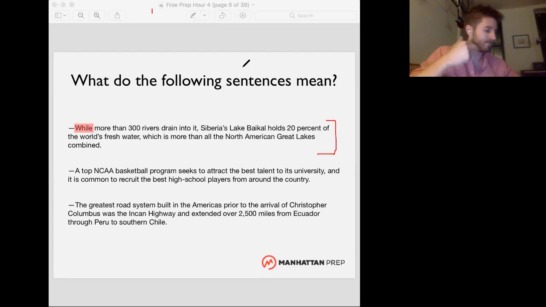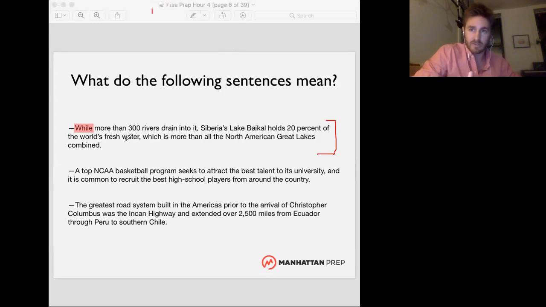Or, yeah, while he is known as an esteemed scientist, comma, he is also a surprisingly good basketball player, something like that, right? Like there's some contradiction here, and that's just not what this sentence has, right? While more than 300 rivers drain into it, the lake holds 20% of the world's fresh water. Well, that doesn't seem to be a contradiction. That seems to feed and gel nicely with each other.